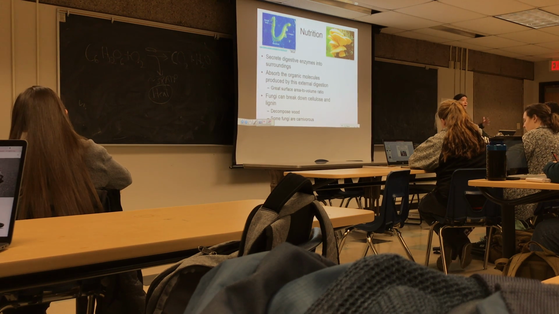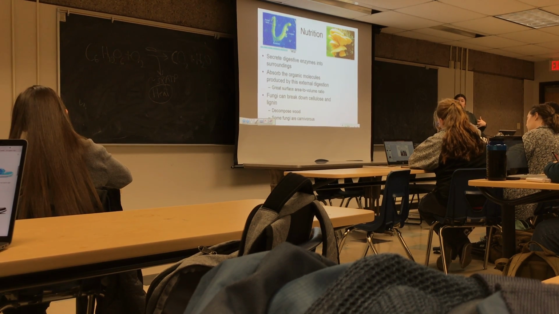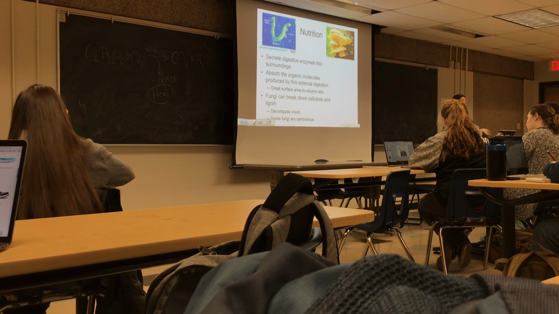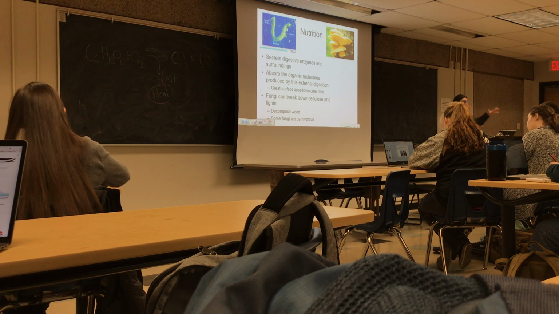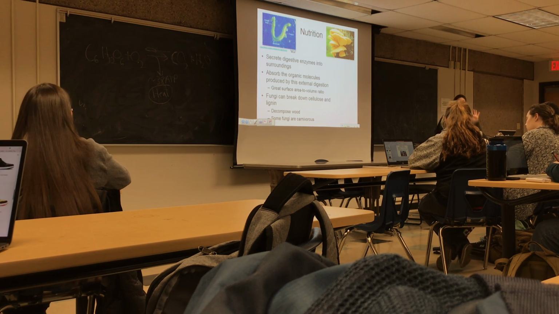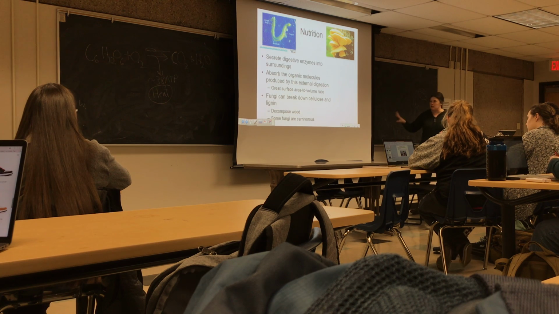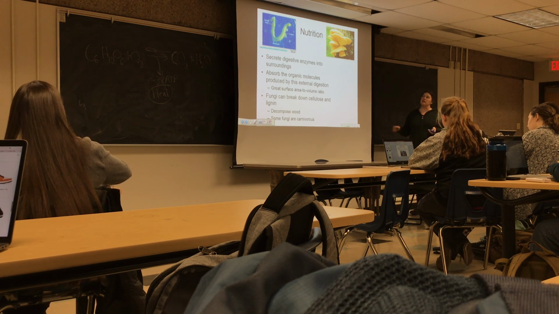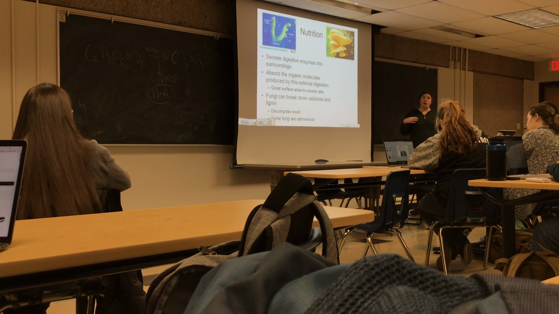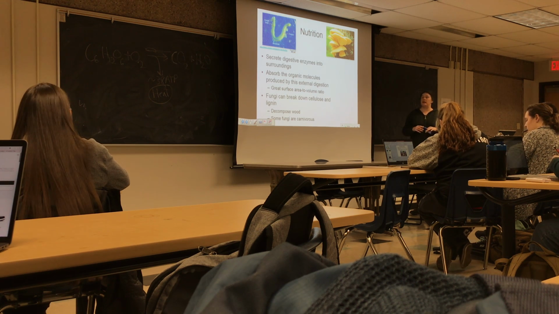So in order to get enough nutrition from the environment, they need a very large surface area to volume ratio. So they have to have a lot of surface area in contact with the environment that they're secreting enzymes into. And so having all of those individual hyphae and those big mats of mycelium allow them to digest a lot of area within a particular environment.